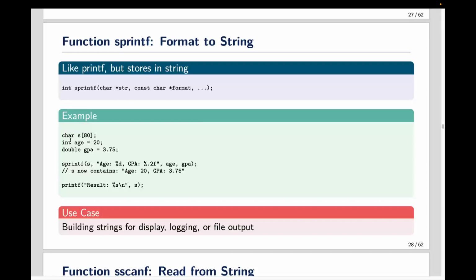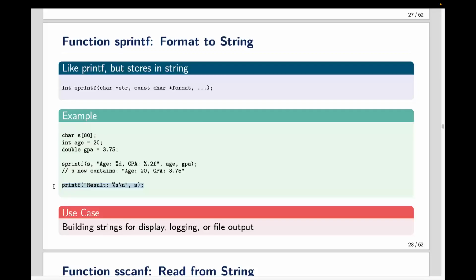For percentage d, I'm going to put here age. That's why I have the age over there, and then I have percentage 0.2f, so 3.75 will be there. So s now contains age 20, GPA 3.75. And now when you have formulated everything inside that array as a string, you can just print it using your printf statement.